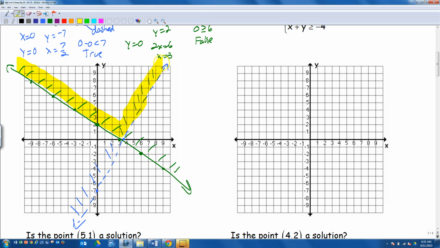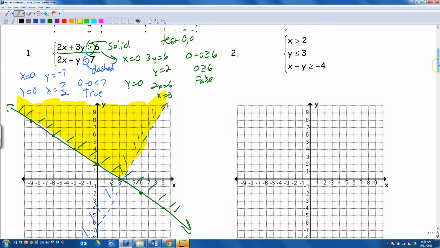So this is the solution area where both of them work. Okay? Because everything down here doesn't work for the green line and everything on this side doesn't work for the blue line. So that is our final solution. Okay? So that's our feasible region.